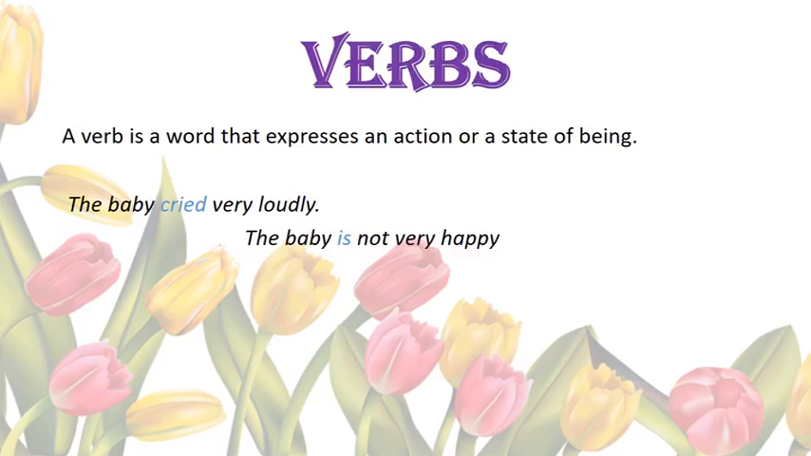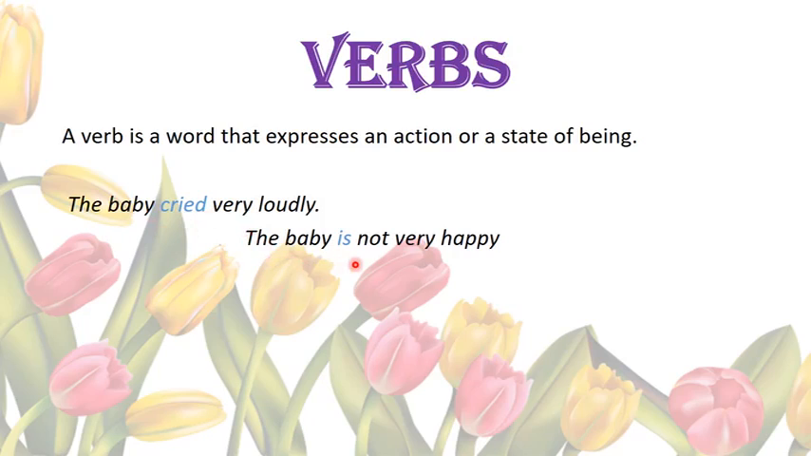Now let's learn about the basic part of speech, that is verb. Now students, verb is one of the kinds or categories of our parts of speech, and just to recall, I'm giving you a little basic idea of the verbs. Alright, now what are verbs? A verb is a word that expresses an action or a state of being. For example, the baby cried very loudly. Over here, the verb cried tells us the action done by the baby. So cried is going to be a verb.